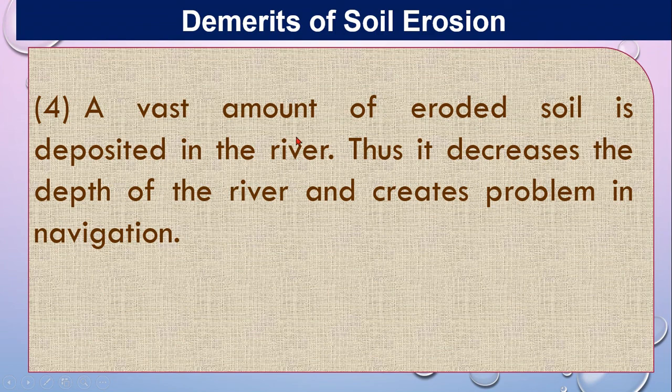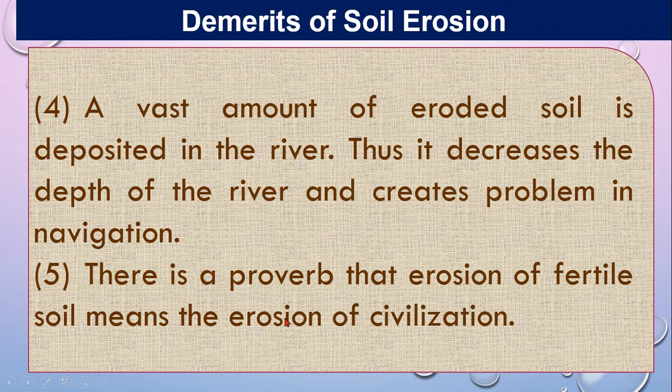Next one is that a vast amount of eroded soil is deposited in the river. That means the river is filled up, thus it decreases the depth of the river and creates problems in navigation as well. There is a proverb that erosion of fertile soil means the erosion of civilization. So there is no single advantage we can explain about soil erosion, but maximum is the disadvantage of soil erosion. This one is very important for your creative questions as well.